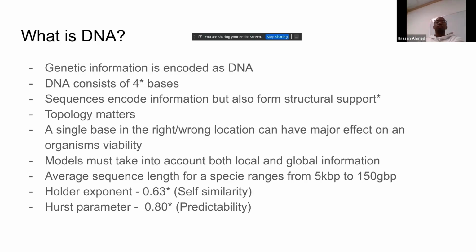Average sequence length for a species ranges from 5,000 base pairs to 150 billion base pairs, and the Hölder exponent is 0.63. That is for a single species of virus. However, on average for viruses, the Hölder exponent is around 0.58. And the Hurst parameter, this is the predictability, is 0.8. I've only done it for a group of viruses. I've not extended it for every type of sequence. So those numbers are just preliminary.